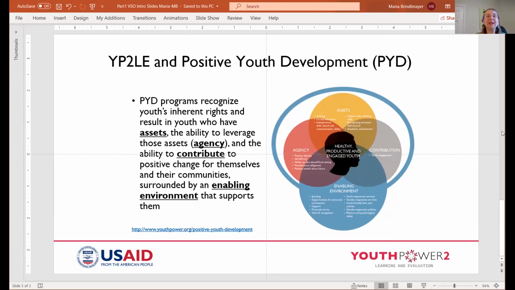And in the meantime, I will just talk a little bit about positive youth development. So positive youth development, as USAID and our project is defining it, is that we are focused on programs that recognize that youth, in order to be successful, need to have assets. So that could be skills, that could be funding. They need to have the ability to leverage those assets, so have agency, and to have the ability to contribute to positive change for themselves and for their community. And a lot of that can only happen if they're also surrounded by an enabling environment that supports them. So those components are really the important elements behind all the programs that we are organizing, and the evidence also that we are gathering about positive youth development.